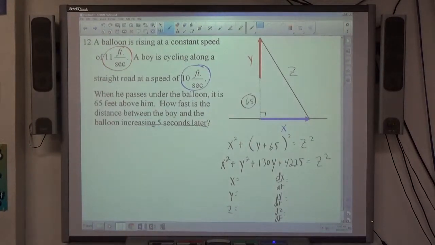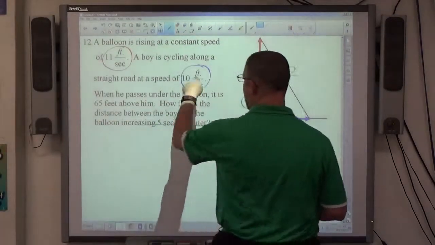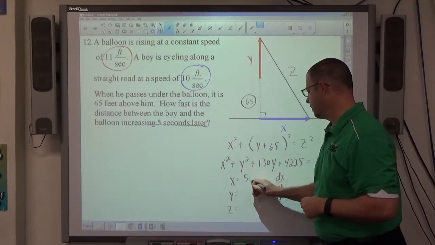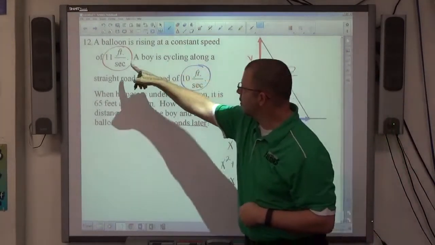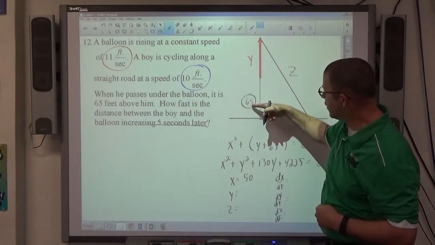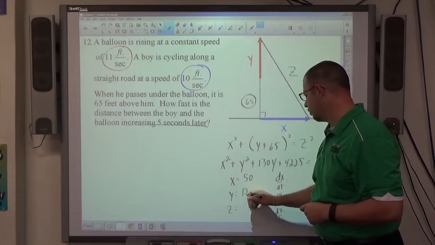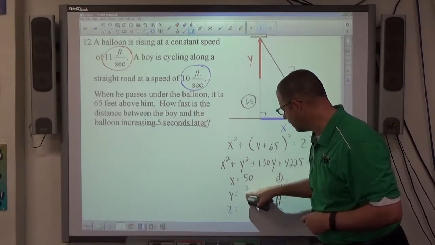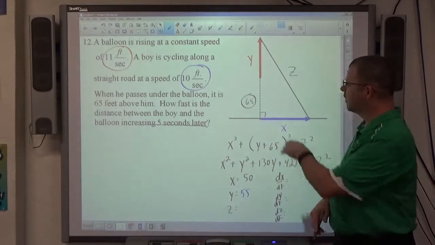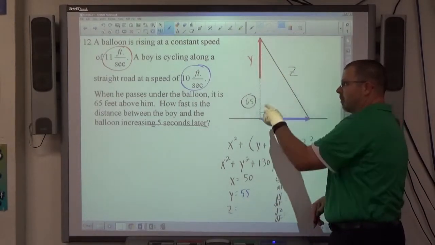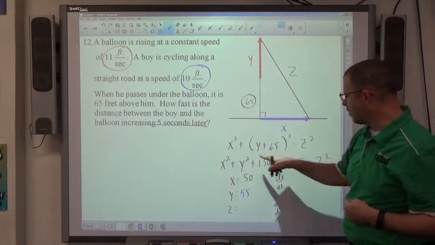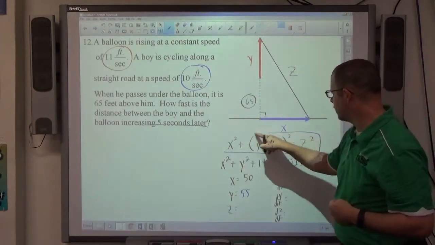So 5 seconds later, the boy is going at 10 feet per second for 5 seconds, that's 50 feet. The balloon's going 11 feet per second for 5 seconds, that's 55 feet. Added to the 65 feet makes 120 feet. Oops, but y is 55. Sorry about that. y is 55. This dimension's 120, but that's 55. And then as far as finding z is concerned, I'd probably go here, be a little easier.